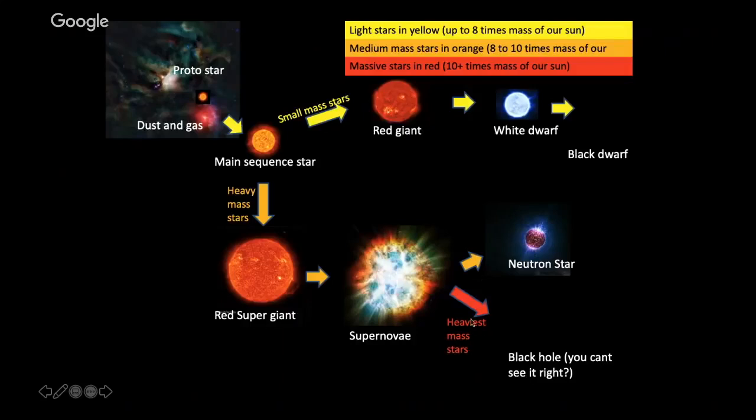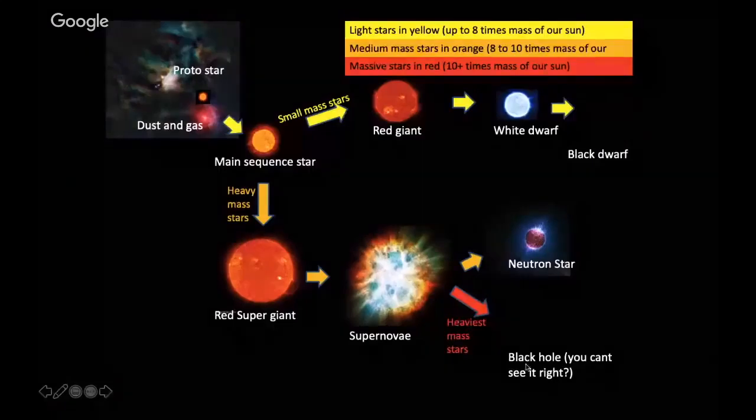Now, the very heaviest mass of stars will end up going from a neutron star straight into a black hole. So it collapses under its own mass, and it has no volume, and it's so dense, it's got such high gravity that light itself can't escape from it. So we call it a black hole because light can't escape from it, you can't see it.